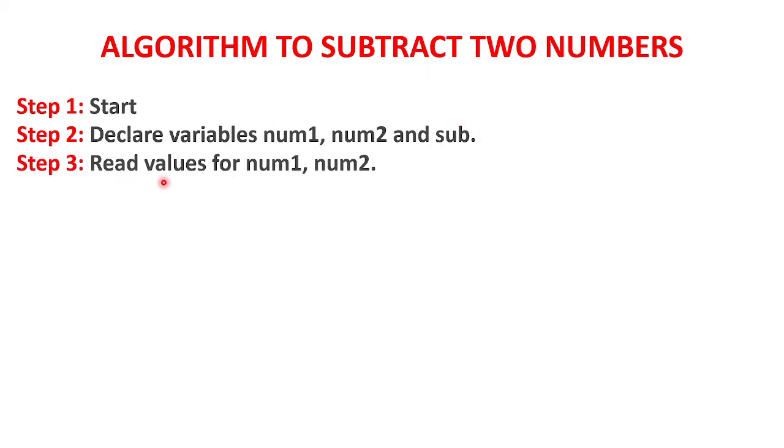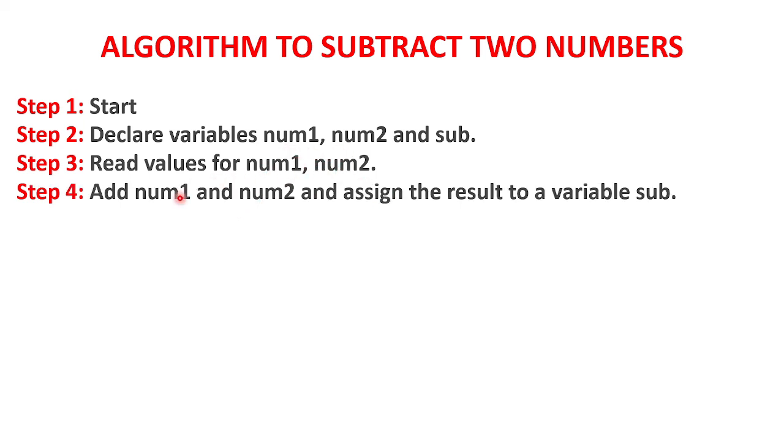So first you have to read the values. Either you take the values from the user or give it in the program only directly. So you have to read the values for number 1 and number 2. Then add the values which are present inside this num1 and num2 variable, and you have to assign the result to variable sum. And then you have to display the sum. That is what is there inside this variable you have to display. And then you have to stop your algorithm. So this is a step-by-step procedure for subtracting two numbers.